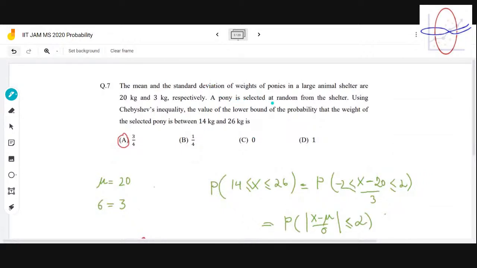The mean and standard deviation of weights of ponies in a large animal shelter are 20 kg and 3 kg. Use Chebyshev inequality to find the probability that x lies between 14 and 26. Let's say x is the weight of the ponies. X is a random variable depending on the weight of the ponies. We have to find this probability, and we know that we use Chebyshev inequality.